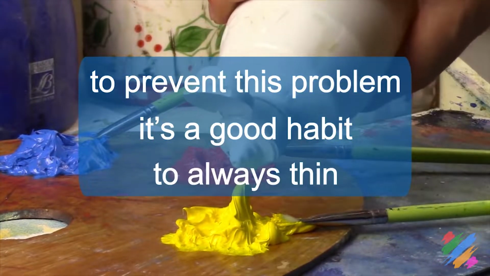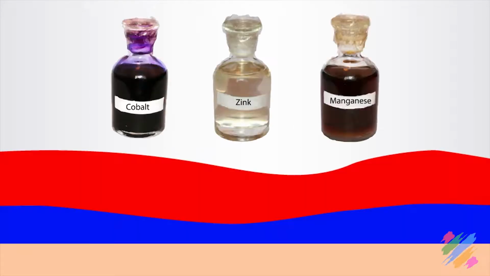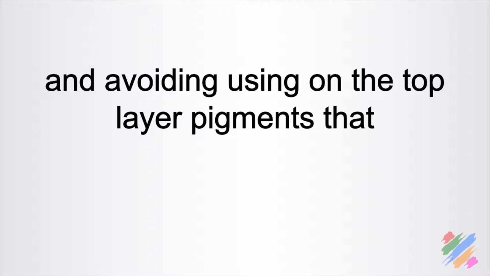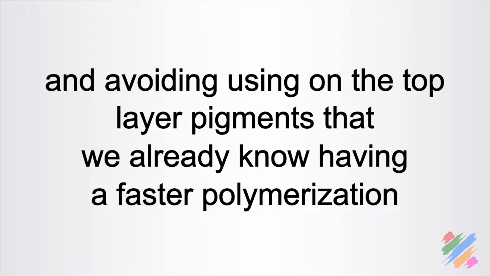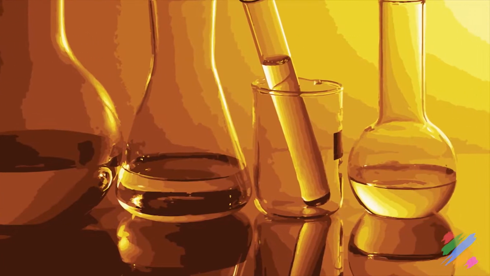To prevent this problem, it's a good habit to always thin the top layer more than the bottom layer. It may also help if we use some catalyst on the bottom layer and avoid using, on the top layer, pigments that we already know have a faster polymerization. And with these last suggestions, we have concluded our introduction to the chemistry fundamentals.